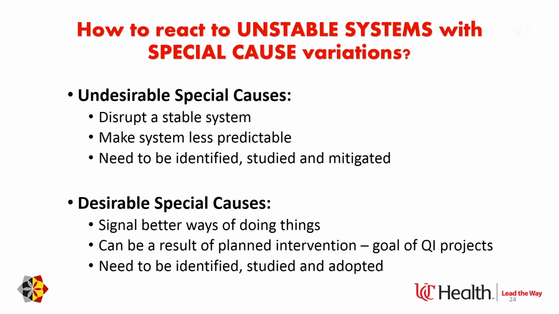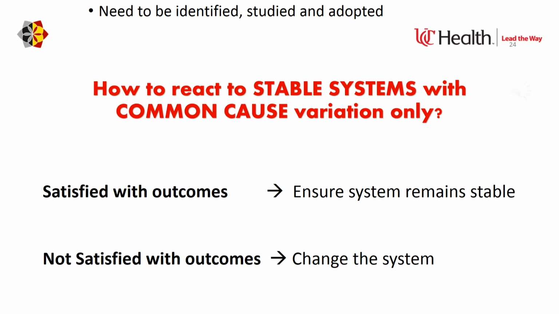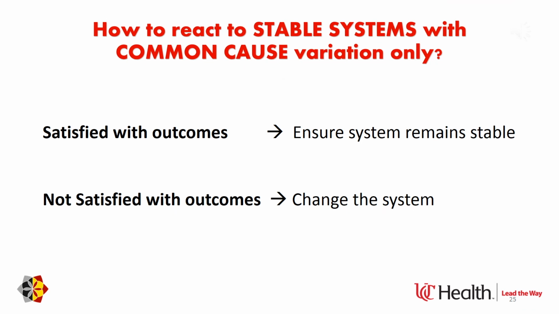On the other hand, if the special cause is in the desirable direction, we also need to learn from these and see how we can incorporate this performance in the system. These are the special causes we are hoping to look for when intervening to improve a system. Dealing with stable systems with only common cause variation is different. The question here is, are we satisfied with the performance of the system or not? If yes, then we just ensure the system remains stable without external influence. If not, then we need to redesign the system with a new thinking.